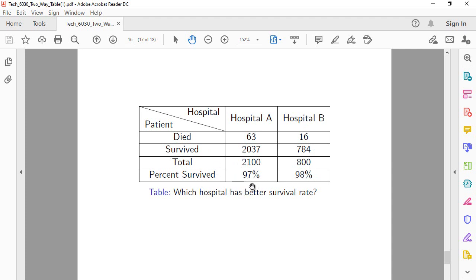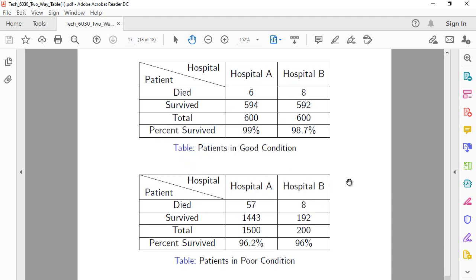And here in the last row, I'm writing down what percent of patients survived in each of the hospitals. So notice that 97% of the patients in hospital A survived, and 98% of the patients in hospital B survived. So which hospital has better survival rate? Well, looks like hospital B. Well, so that looks reasonable until you see this.